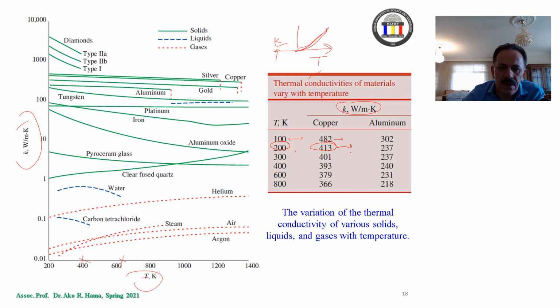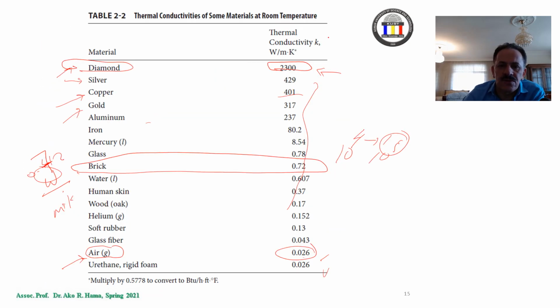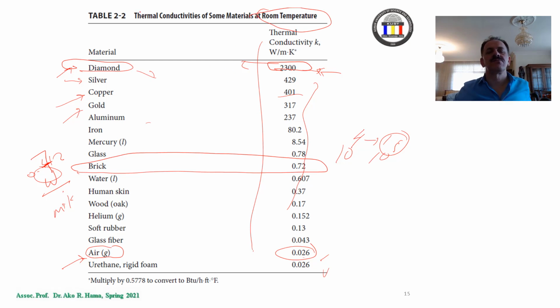This is for copper and this is for aluminum. So we have different conductivity for different materials, and for each of them this value will change with the temperature. This is the thermal conductivity at room temperature. If you have a specific temperature and you want to increase it by 1 degree, you may have another value for the thermal conductivity K.